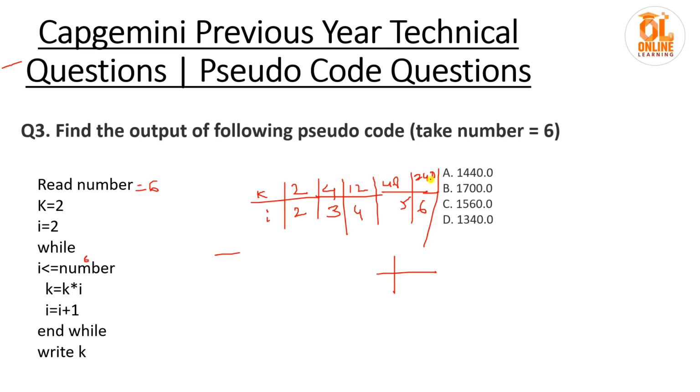And here, 240 into 6 means 1440: 6 times 4 is 24, 6 times 2 is 12, 14, 1440. And i becomes 7. In this the loop breaks because 7 is not less than or equal to 7. So at last write k. The k value which we have at last is 1440. So option A is the correct answer.